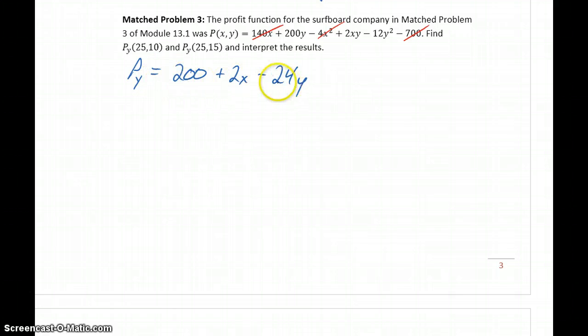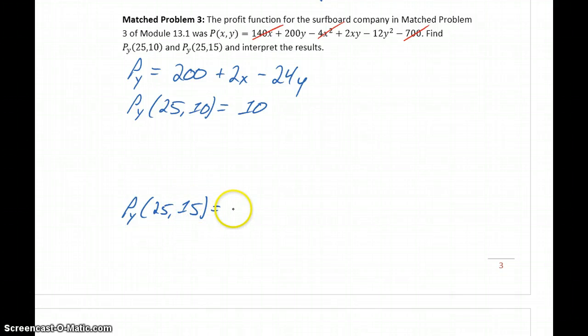So this is our profit function differentiated with respect to y, and now we can evaluate that function at x equals 25, y equals 10, which would give us a value of 10. And we could evaluate that function at x equals 25, y equals 15, to get a value of negative 110.